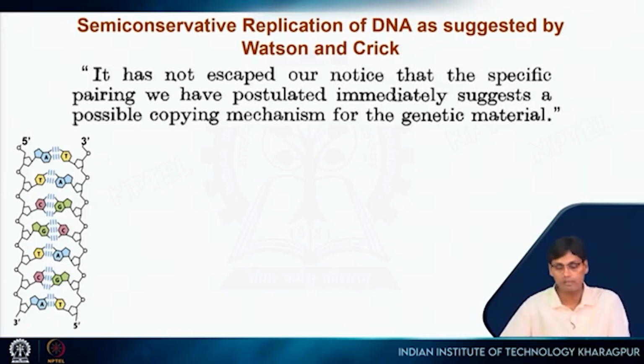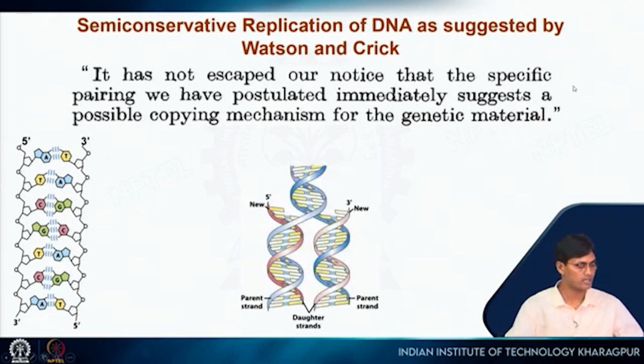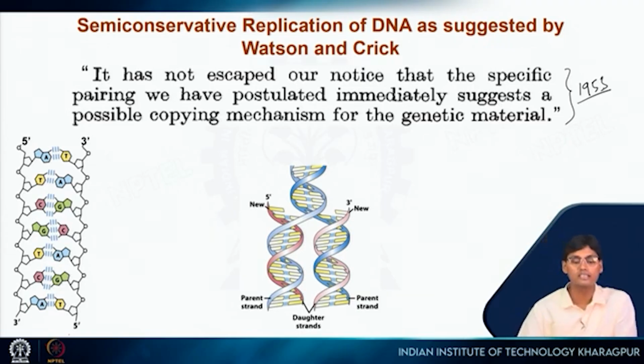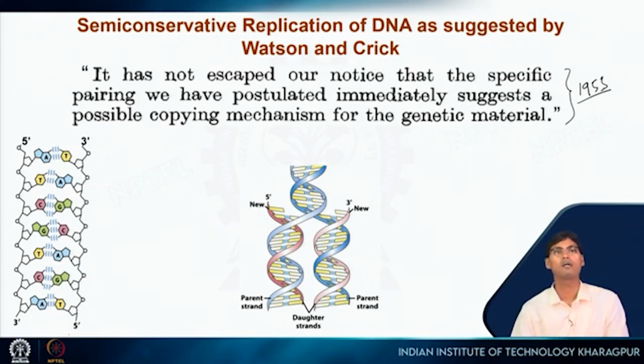Watson and Crick published this paper in Nature in 1953, and at the end of the paper they mentioned, "It has not escaped our notice that the specific pairing we have postulated immediately suggests a possible copying mechanism for the genetic material." This is very important, because before that, how this information goes to the next level was not known.